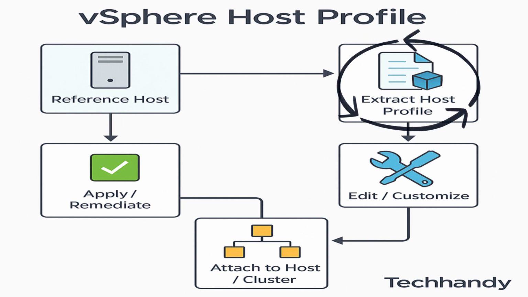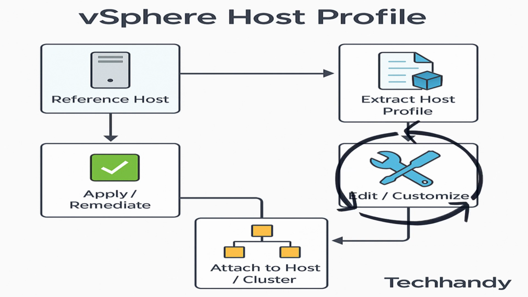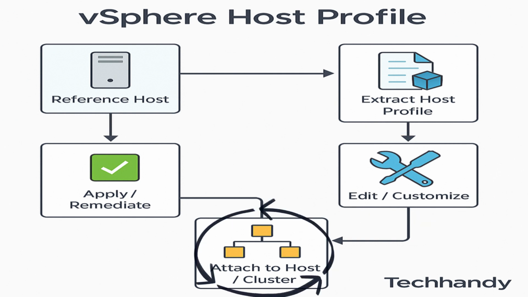The administrator uses vCenter Server to extract a host profile from the reference host. This creates a reusable template containing all configuration settings from that host. After extraction, the host profile can be edited or customized. You can modify or add specific parameters, like IP addresses or host names, to adapt it for different hosts or clusters. The customized host profile is then attached to one or more ESXi hosts or an entire cluster. This defines where the profile will be applied and where compliance checks will be performed.